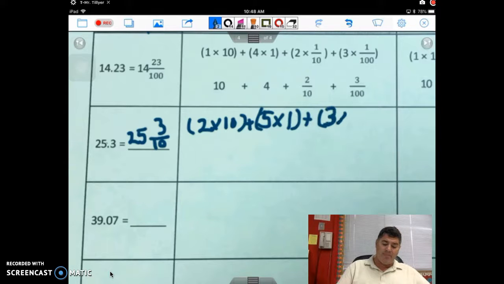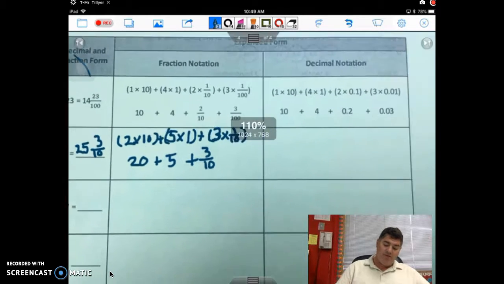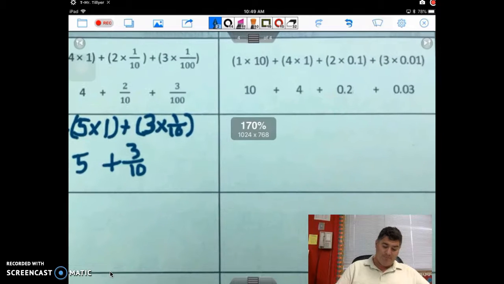So it would be plus 3 times, and we're doing fraction form on this one, 1/10. And so that would be 20 plus 5 plus 3/10, and they don't even want it. They don't even want what it equals. Okay, so let's do it in fraction form now.